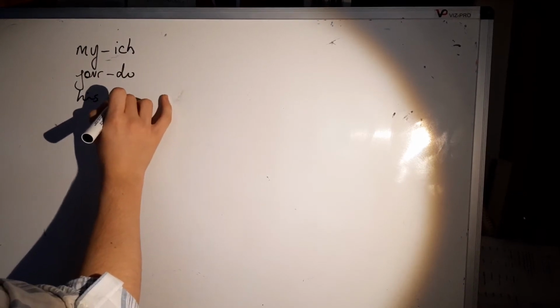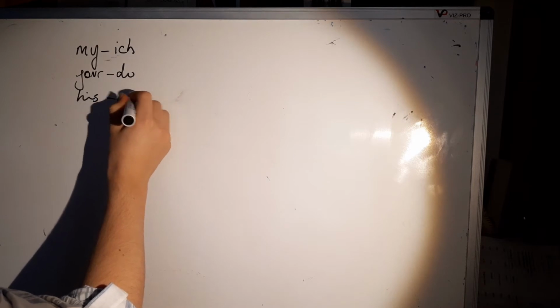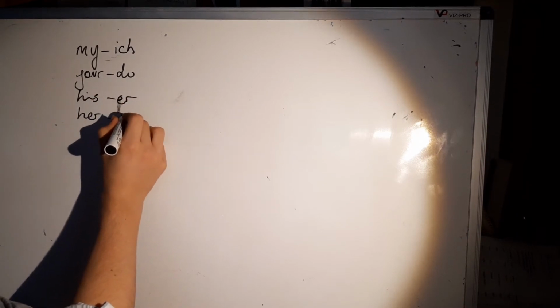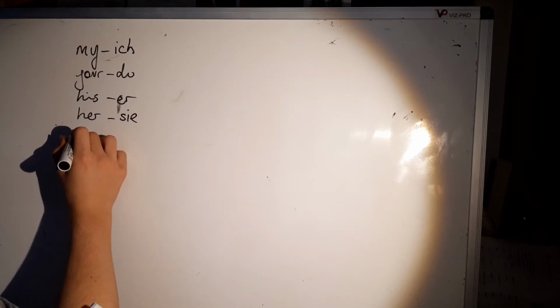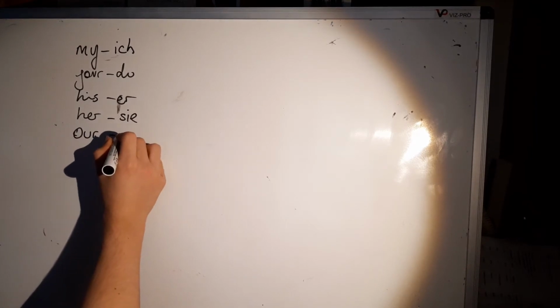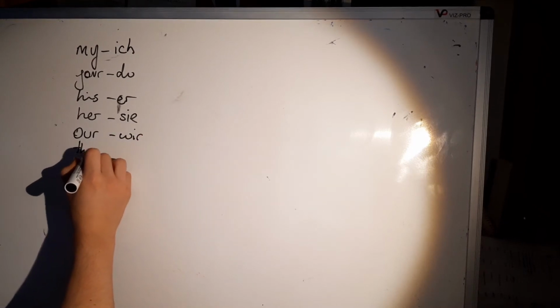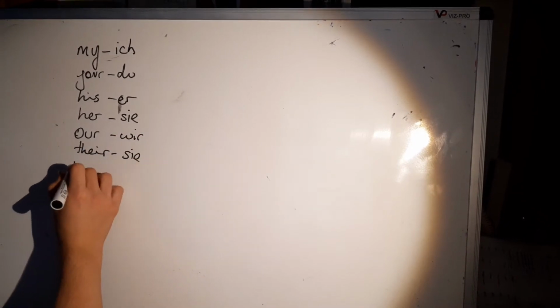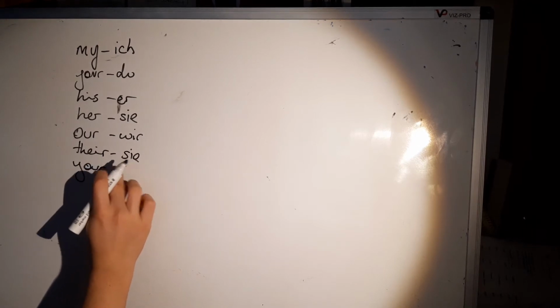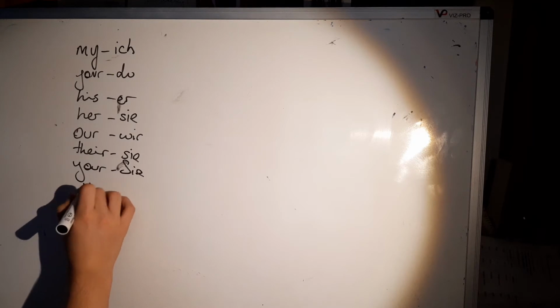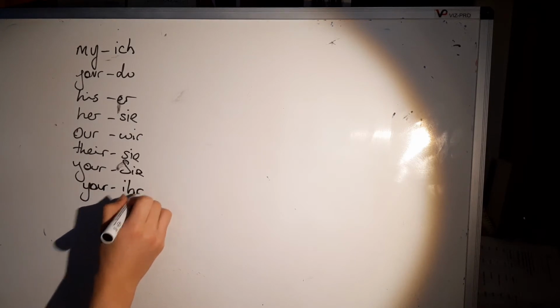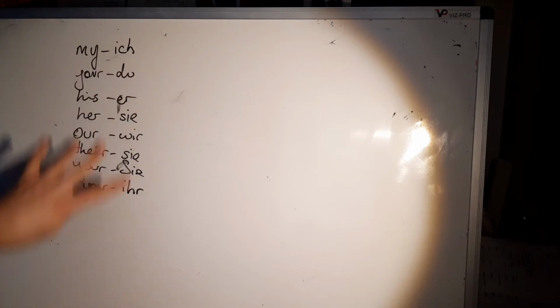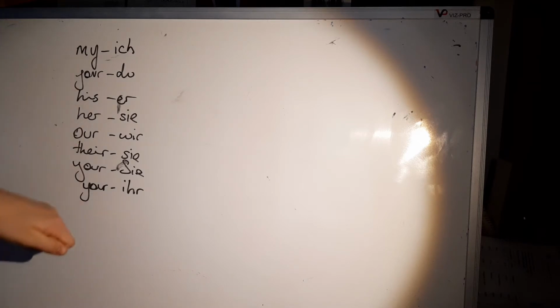So my, your, his, sie, our, wir, their, sie, your, sie, your, yeah. Now, these aren't the possessive adjectives here, these are the pronouns. So the pronouns are the ones that say who is doing something. These are the subjects of the sentence, or I'll cover subjects in a minute, but these are the people who would do something.